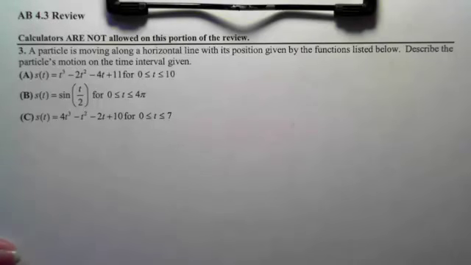This is the AB43 review. Calculators are not allowed, and it's number 3. Now on this one we are given a particle's position function, and based on it we want to list or describe the particle's motion on the time interval given.